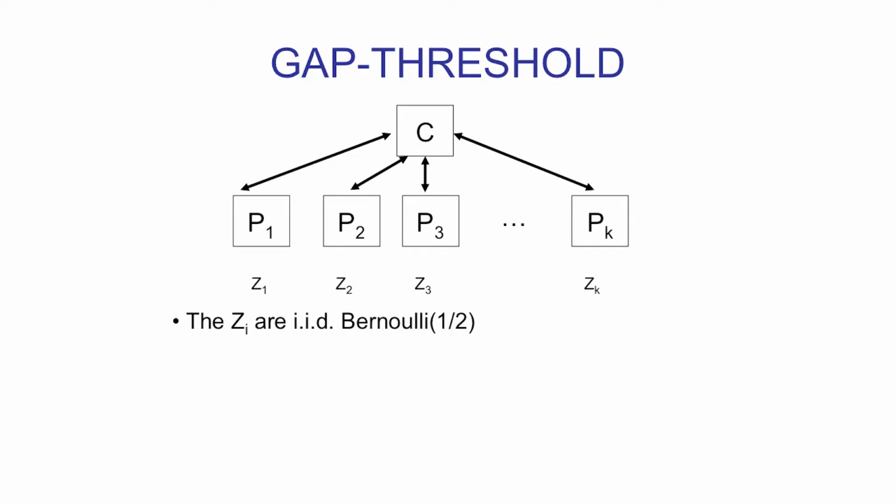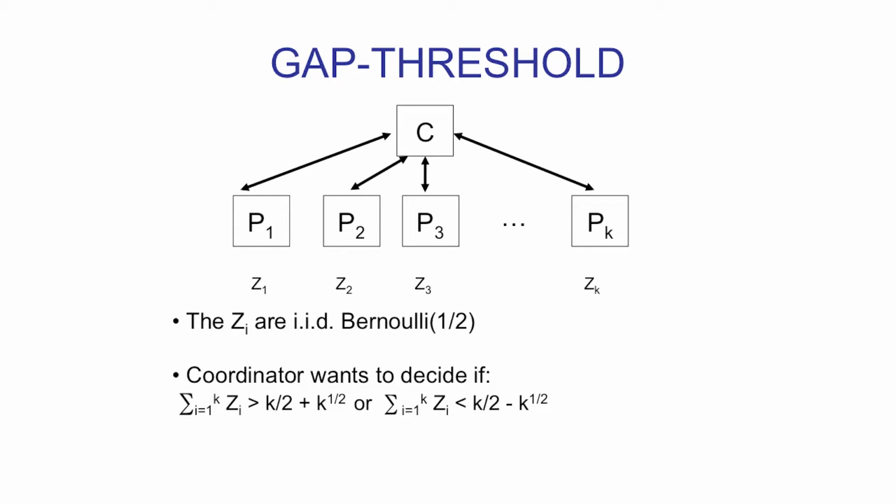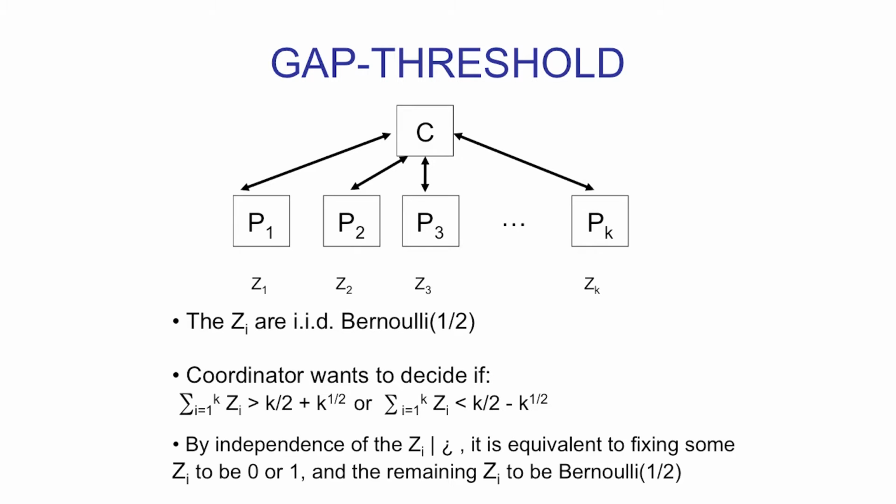Okay, so let me just say again where we are. In this gap threshold problem, these Zi are independent coin tosses, and the coordinator wants to decide if the number of heads is at least k/2 plus a standard deviation, or at most k/2 minus a standard deviation. And what we've just shown here is that the bits conditioned on any particular transcript are independent. What this means is it's equivalent to fixing some of the bits to be 0 or 1, and the remaining are Bernoulli(1/2). Everyone's following? Good.